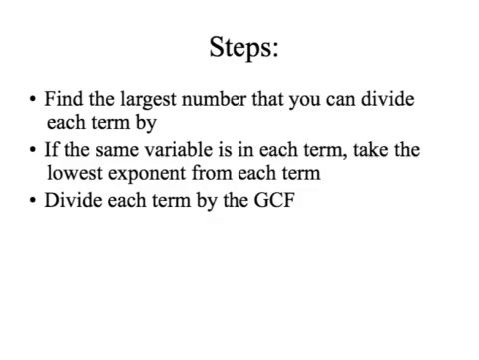So the steps to factor by GCF: first, you need to find the biggest number that you can divide each term by. So look at each coefficient and see what the biggest number is that you can divide each of those numbers by. If you have the same variable in each term, you want to take the lowest exponent available out of each term. So for instance, if we have 12x squared plus 2x, x's are common in both, my lowest exponent would be the 1, so we would take out an x. And then you want to divide each term by the GCF that you just picked.